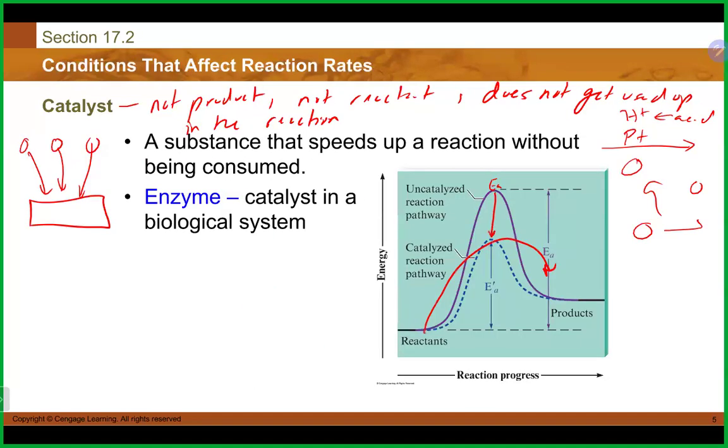Any questions on rates or how to affect rates? So things like concentration could affect the rate, making it faster or slower. Things like temperature could do the same thing, and things like a catalyst. These are all three things that have a really big effect on the rate of the reaction.